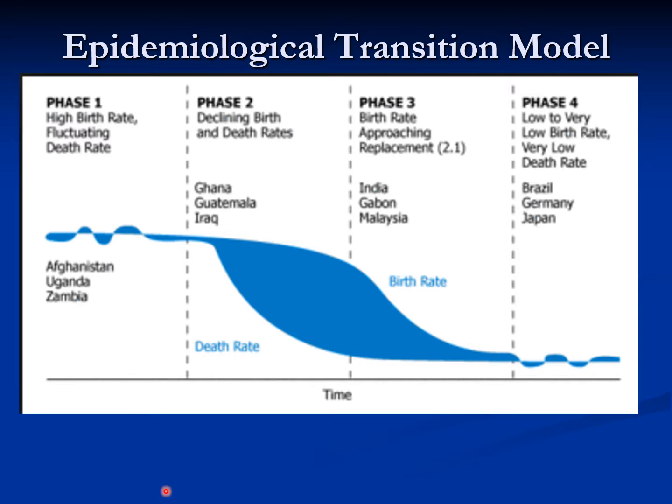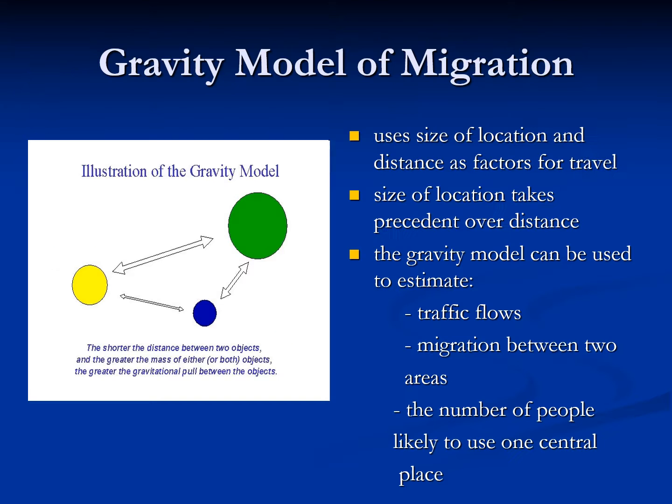As we can see, stage 1: Afghanistan, Uganda, and Zambia are still in stage 1. Stage 2 would be Ghana, Guatemala, Iraq. Phase 3: India, Gabon, Malaysia. Stage 4: Brazil, Germany, Japan. Low to very low birth rate, very low death rate.